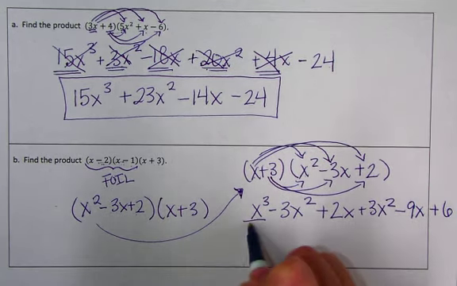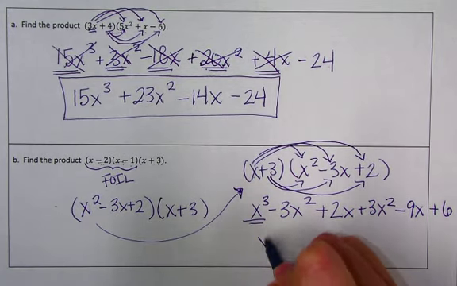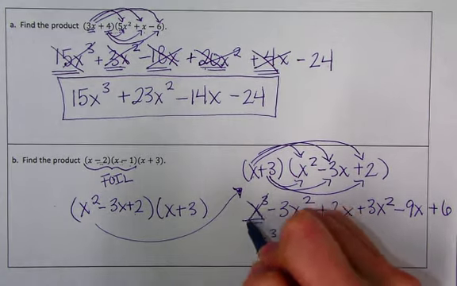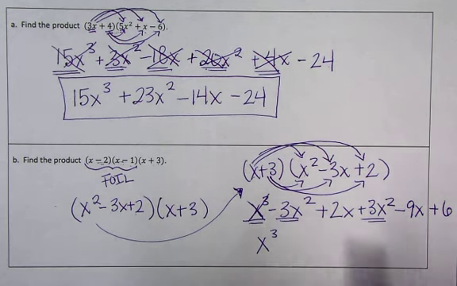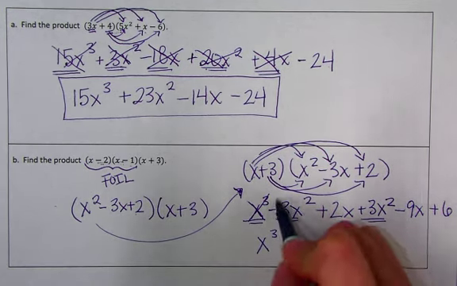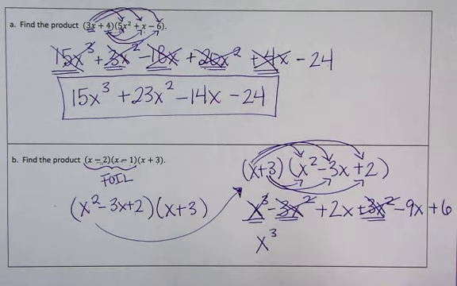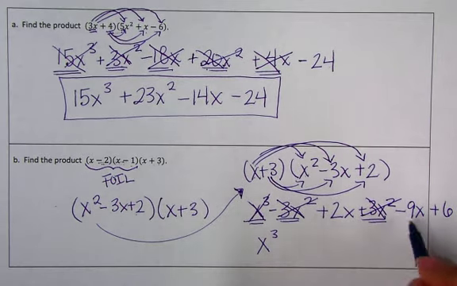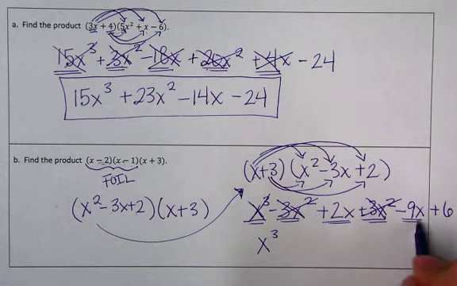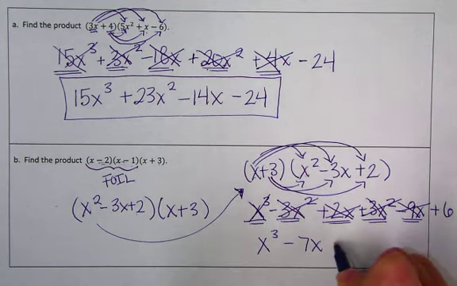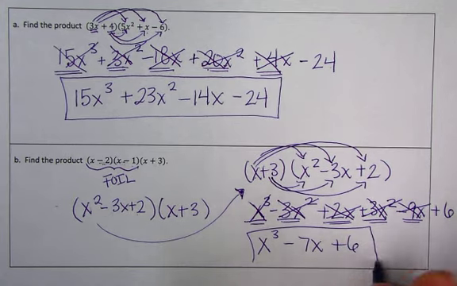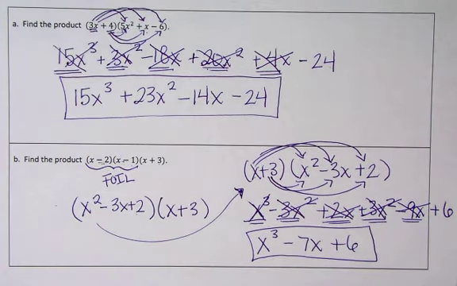Combining my like terms, x cubed is by himself, so he doesn't get changed at all. Used him up. Moving on, negative 3x squared plus 3x squared, those cancel out and give me 0. Plus 2x minus 9x gives me a negative 7x. And then my plus 6 is left over. So I'm left with x cubed minus 7x plus 6 for example 2, letter B.